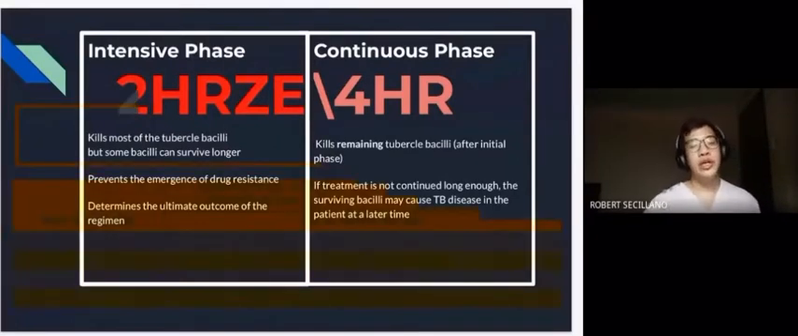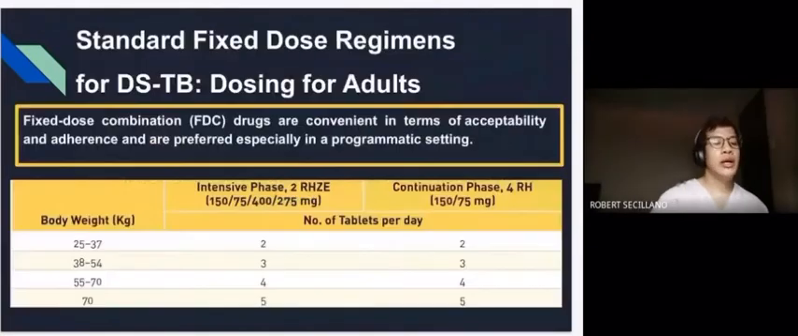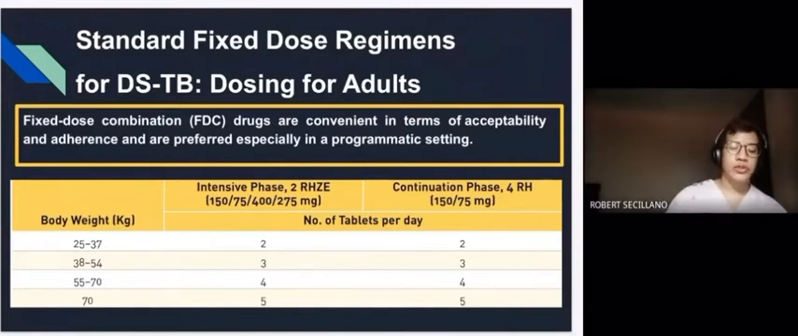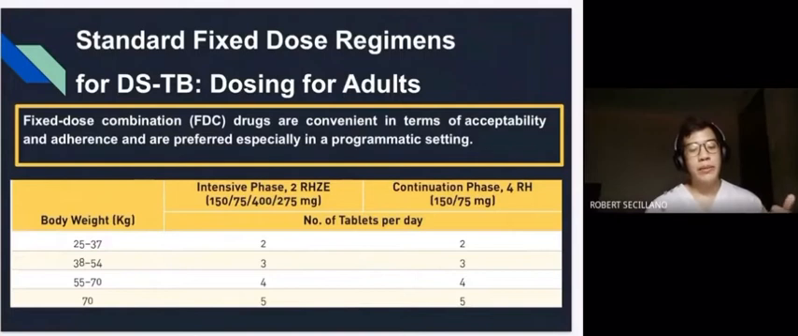So the National TB Program prefers the standard fixed dose regimen for drug susceptible TB. Here is the dosing for adults. Fixed dose combination drugs are convenient in terms of accessibility and adherence and are preferred especially in this programmatic setting. So what is a fixed dose regimen? It is one tablet composed of two, four, or more drugs.